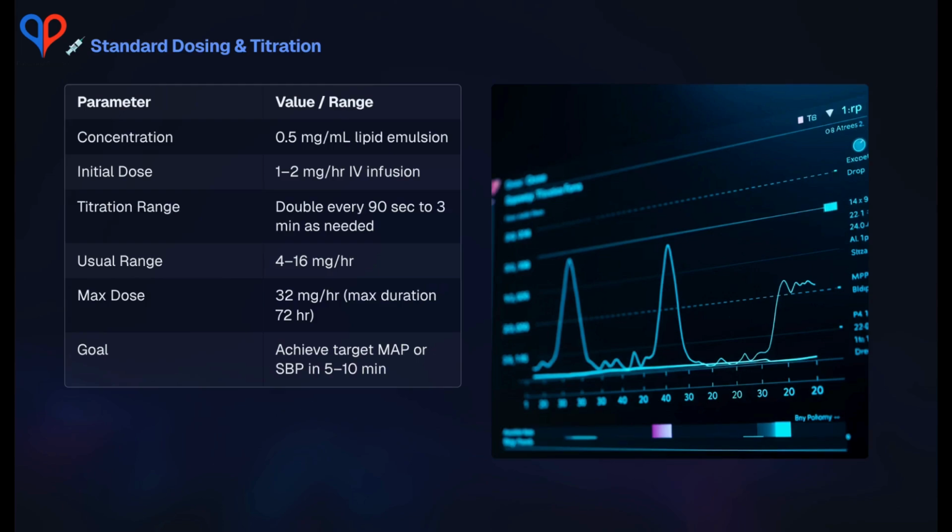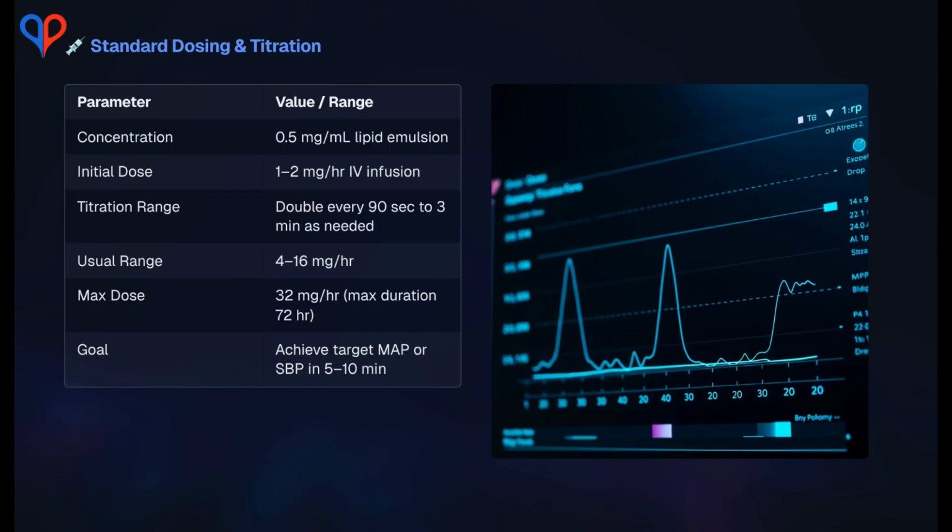Clevidipine is supplied as a 0.5 mg per milliliter lipid emulsion, similar in composition to propofol. The infusion typically begins at 1 to 2 mg per hour, doubling every 90 seconds until the target blood pressure is achieved. Most patients stabilize between 4 and 16 mg per hour, though the upper limit is 32 mg per hour. Because of its rapid offset, titration can be fine-tuned in real time.